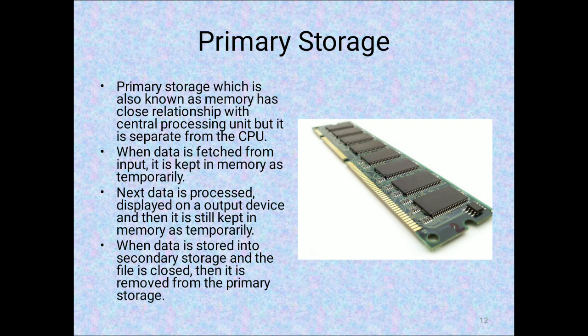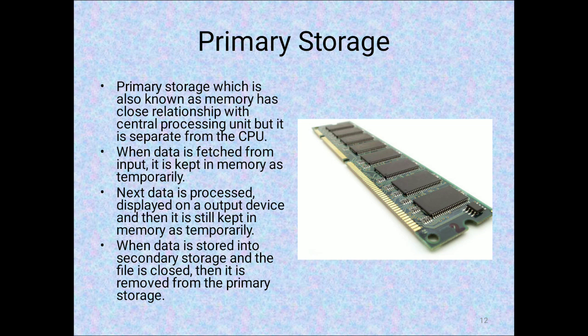Now come to the primary storage. Primary storage, also known as memory, has a close relationship with the central processing unit, but it is separate from the CPU. It is connected with the CPU, but it is a different part. When data is fetched from input, it is kept in memory temporarily. This is the primary storage.